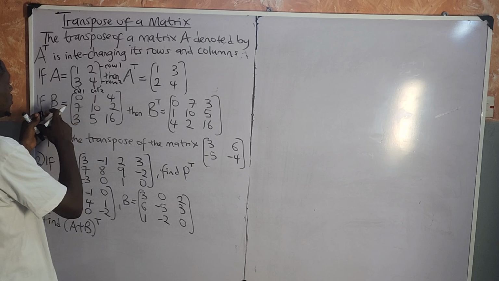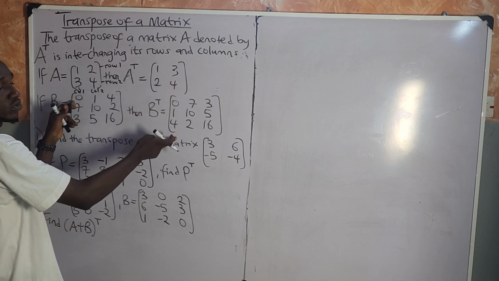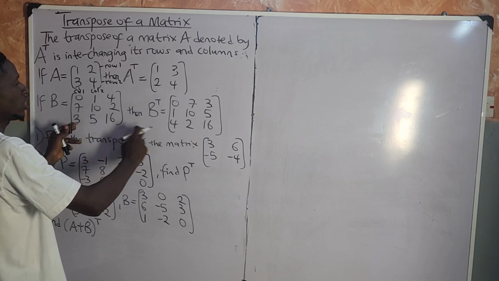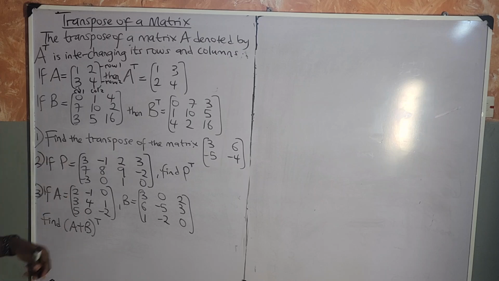Then we have matrix B, which is 0, 1, 4. This row 1 is going to come to column 1. This row 2 is going to come to column 2. This row 3 is going to come to column 3. So that is how to go about this. So we have some questions here.